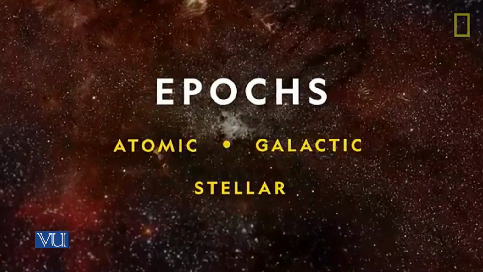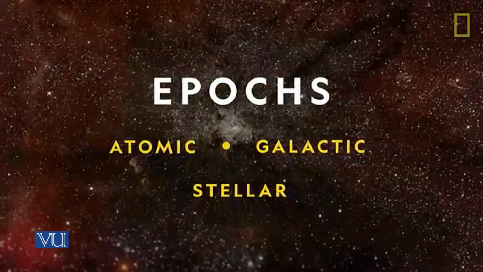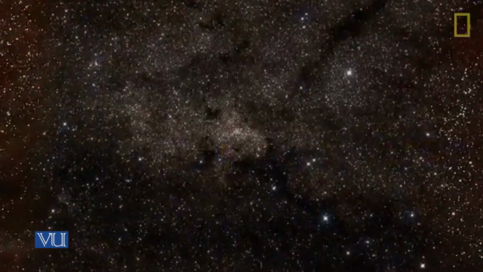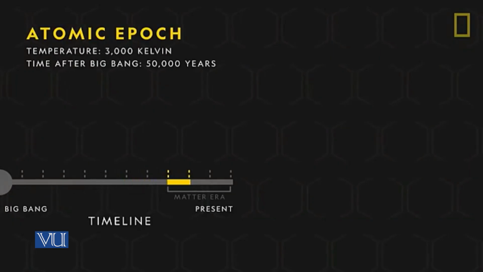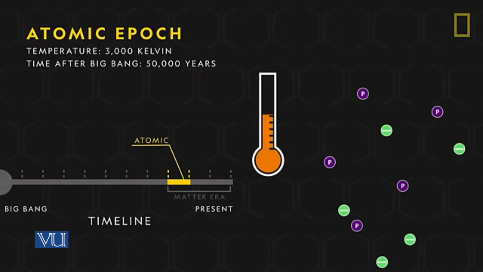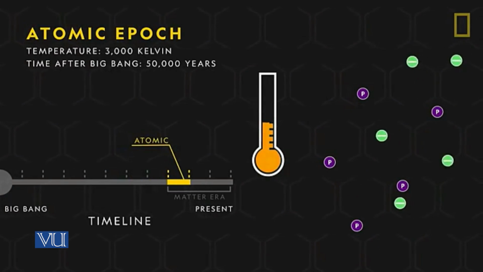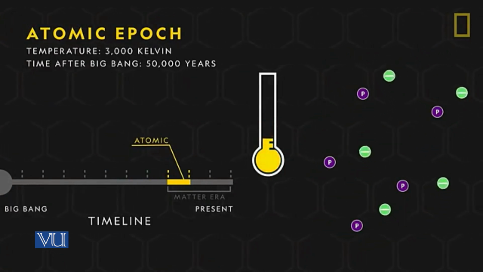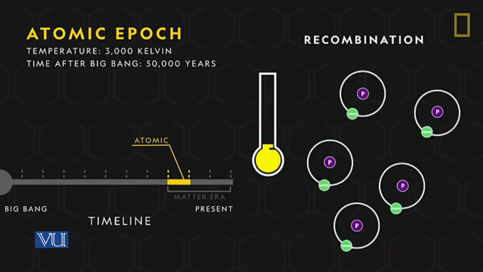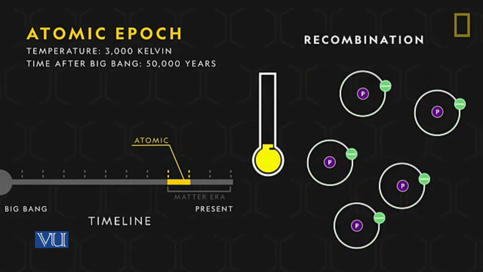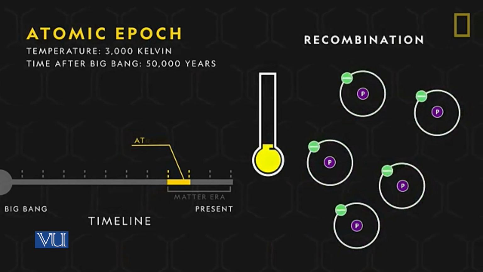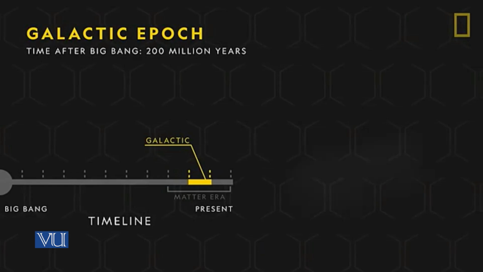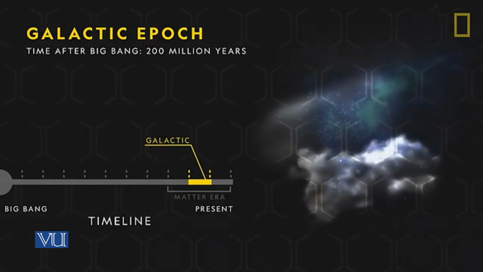It features three epochs that span billions of years, the vast majority of the universe's lifespan, and includes the present day. The first was the atomic epoch. In this stage, the universe's temperature cooled down enough for electrons to attach to nuclei for the first time. Called recombination, this process helped create the universe's second element, hydrogen. This hydrogen, along with helium atoms, dotted the universe with atomic clouds.